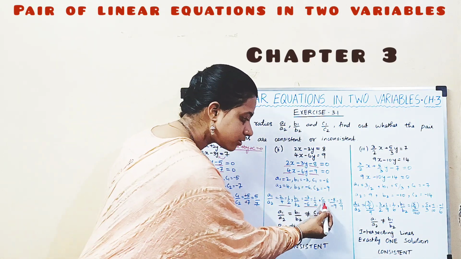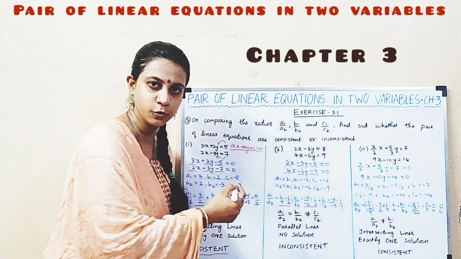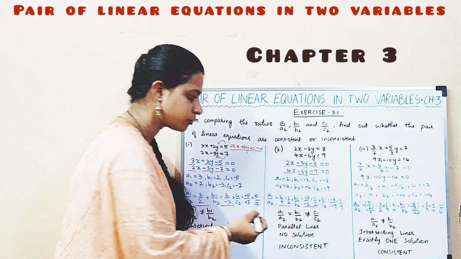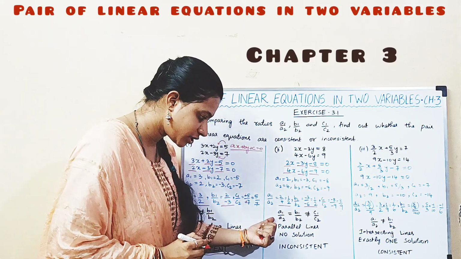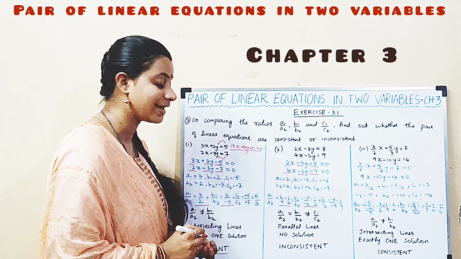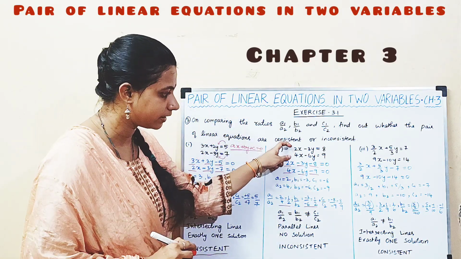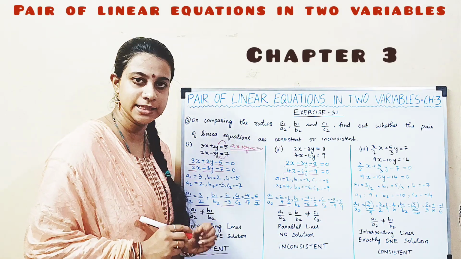Okay, and it is not equal to c1 by c2. So a1 by a2 is equal to b1 by b2 not equal to c1 by c2. This condition represents the parallel lines and it has no solution. If it does not have a solution, then the pair of linear equations are inconsistent.